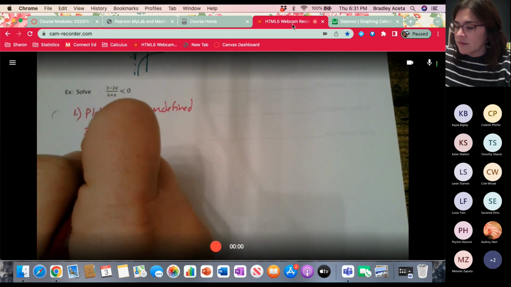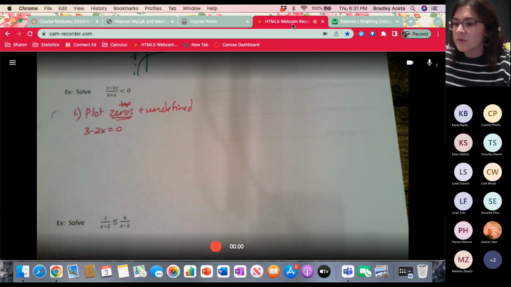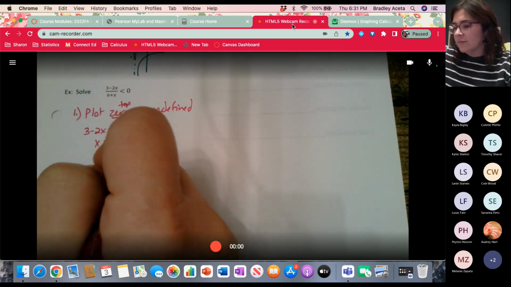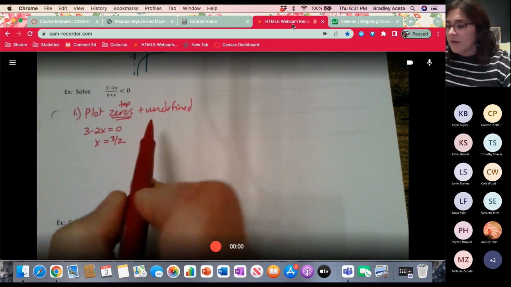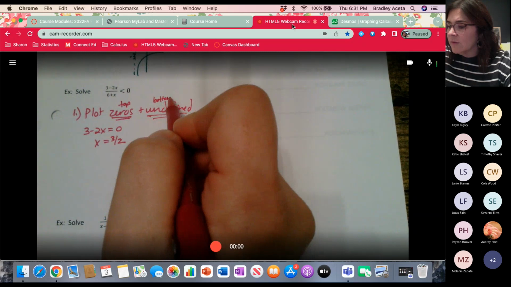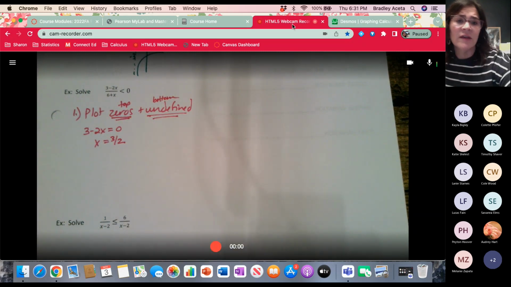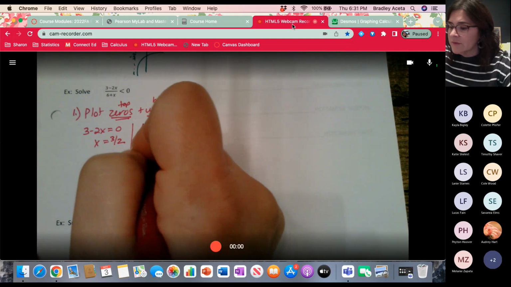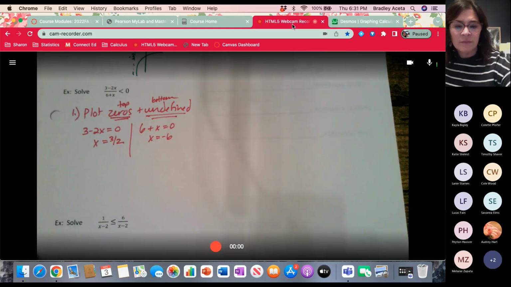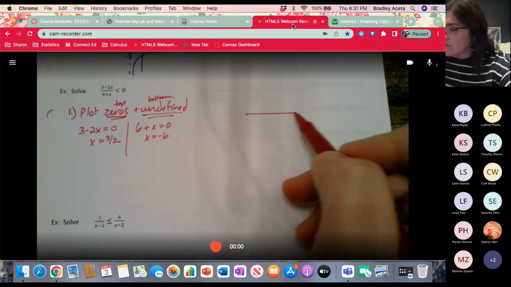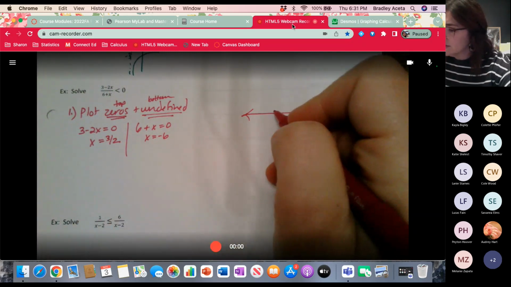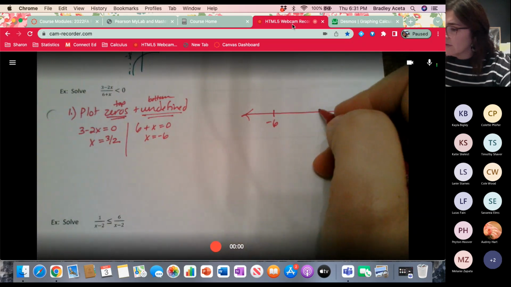So 3 minus 2x equals 0. So what does that give me? 3/2. The undefined part is what's on the bottom. Where would it be 0 on the bottom, which is where it's undefined? So 6 plus x equals 0, x equals -6. So you're going to do on number line, we've done this before, and you're going to plot those 2 points. You're going to plot -6, and you're going to plot 3/2, which is about 1.5.